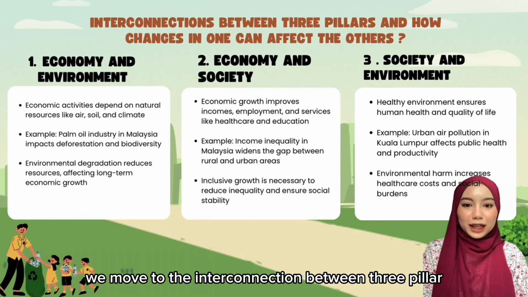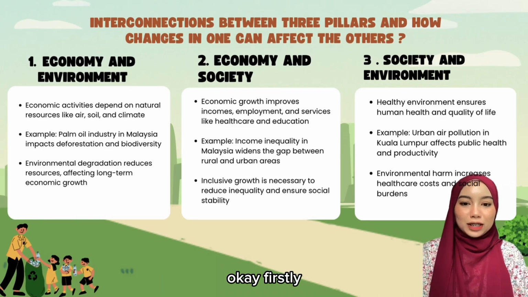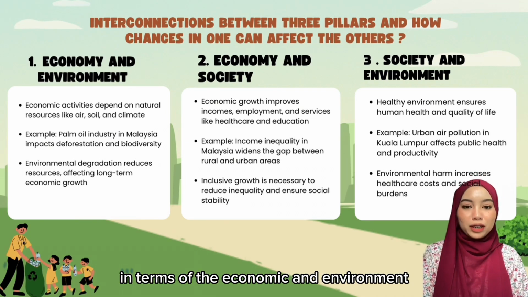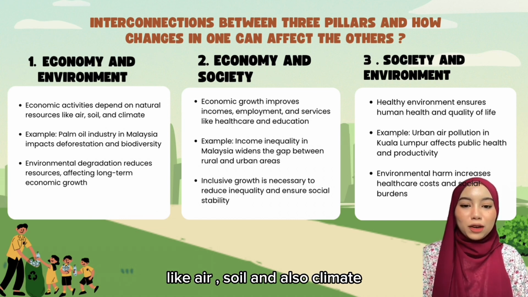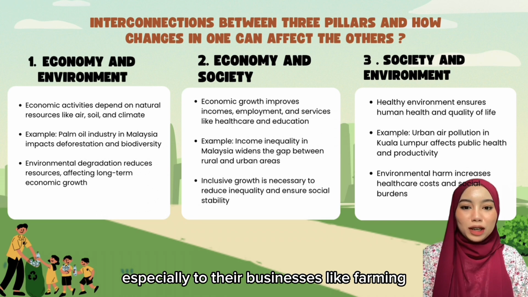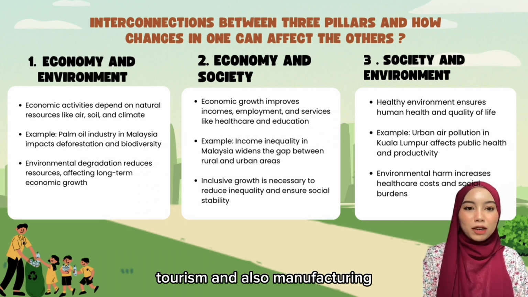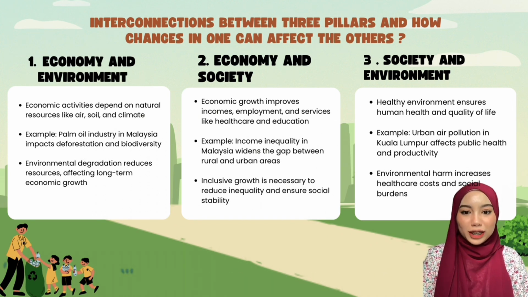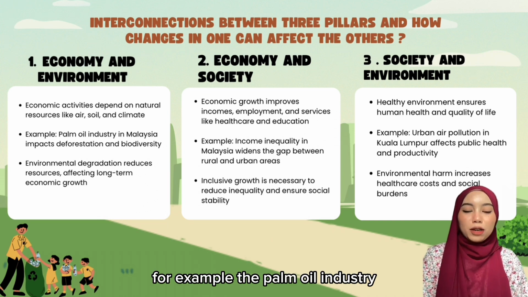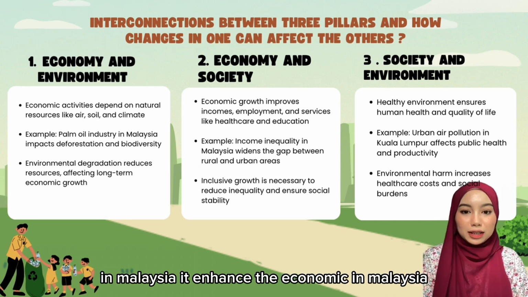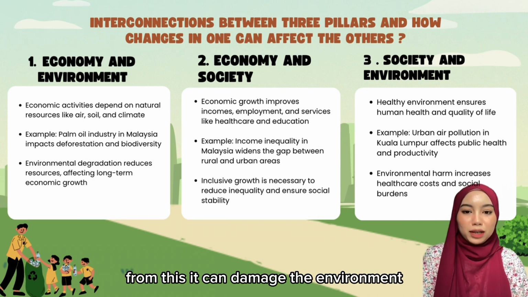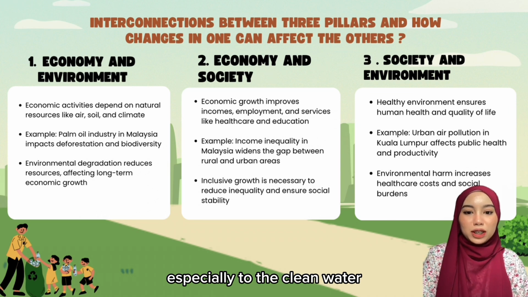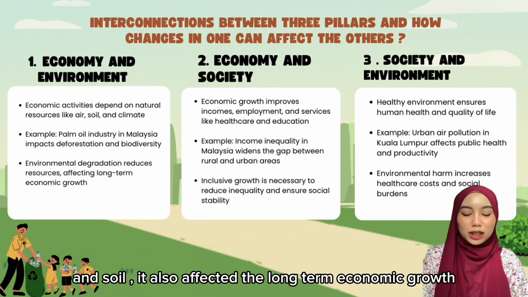And then we move to the interconnection between the three pillars. Firstly, in terms of the economy and environment, economic activities depend on natural resources like air, soil, and also climate, especially for businesses like farming, tourism, and manufacturing. But change in one can affect the others. For example, the palm oil industry in Malaysia enhanced the economy, but it also impacts deforestation and biodiversity. From this, it can damage the environment, especially clean water and soil. It also impacts long-term economic growth.